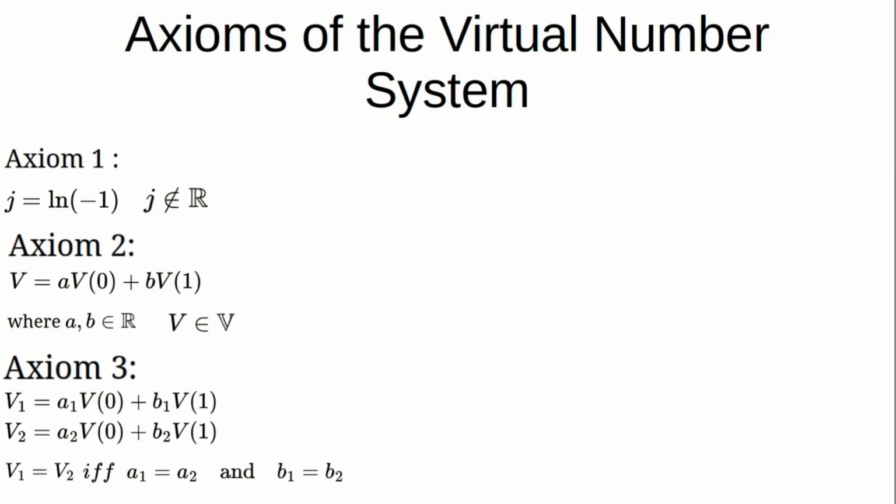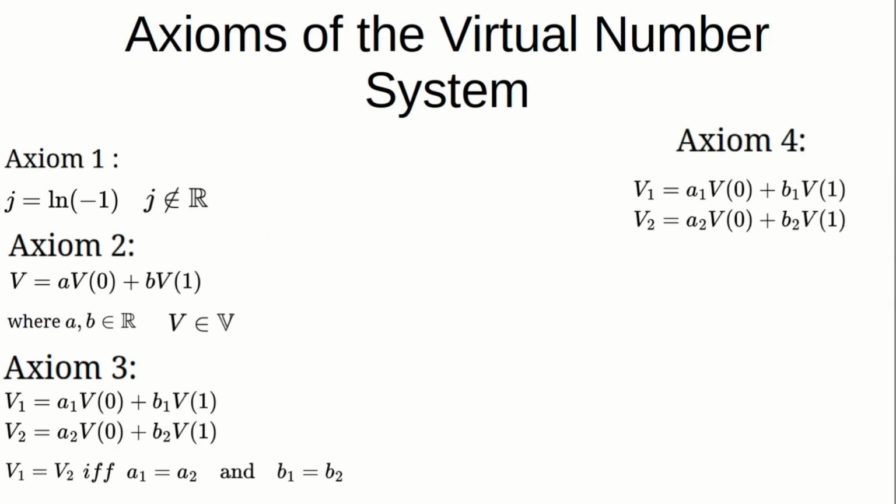Axiom 4. Addition of virtual numbers. For two virtual numbers, v1 equals a1 times v of 0 plus b1 times v of 1 and v2 equals a2 times v of 0 plus b2 times v of 1, their sum is given by v1 plus v2 equals a1 plus a2 times v of 0 plus b1 plus b2 times v of 1. This means that addition in the virtual number system follows the same rules as addition in real numbers. It is both commutative and associative.